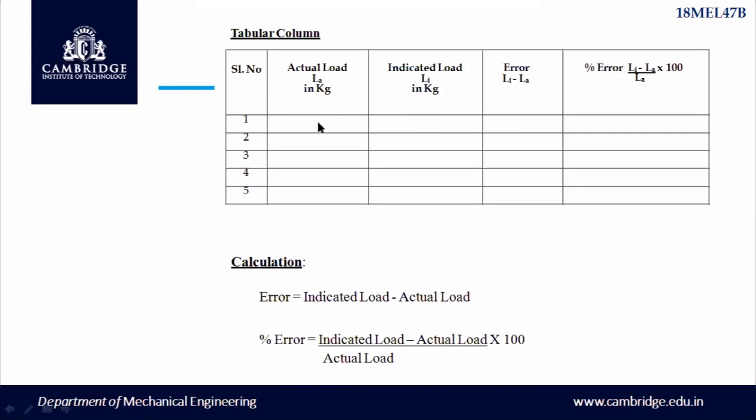Suppose here 0.5 kg is applied. If it shows 0.5, then the error is 0. And once you place 1 kg, if it is showing 0.9 kg, then the error will be 0.1. Then the percentage of error. So these are the formulas. This is how the error will be calculated for the given load cell.